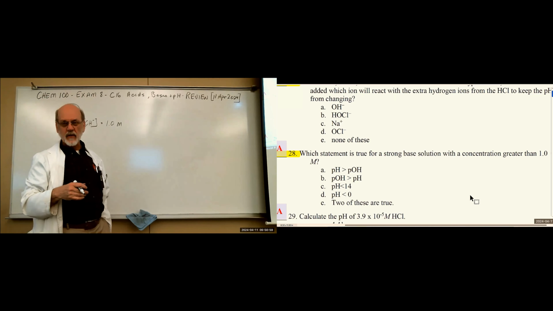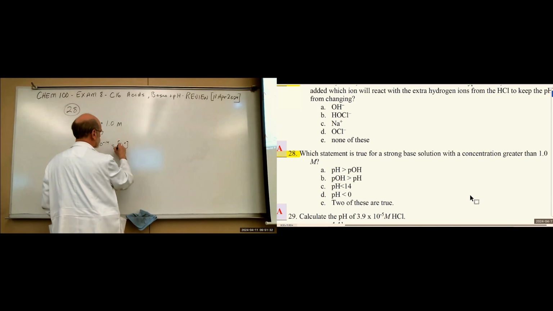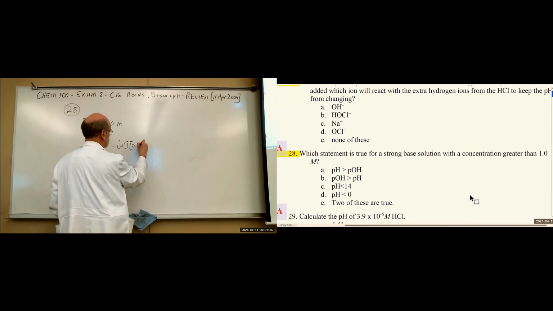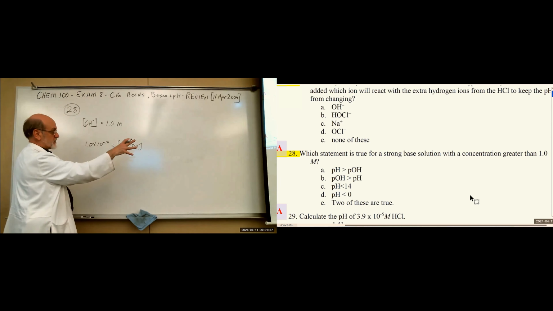1 times 10 to the minus 14 equals hydrogen ion concentration times hydroxyl ion concentration. Right? And that's always in solution. So if this is 1 molar, what does this have to be? 10 to the minus 15. Because this is 10 to the 1, right? And those both together have to be 10 to the minus 14. So that means the hydrogen ion concentration is extremely low.